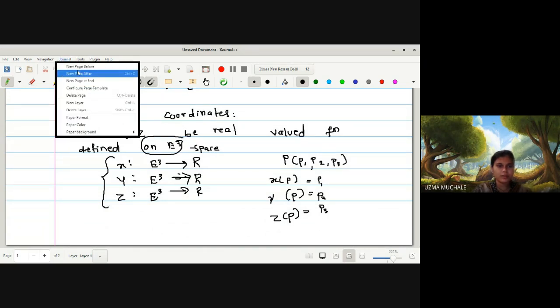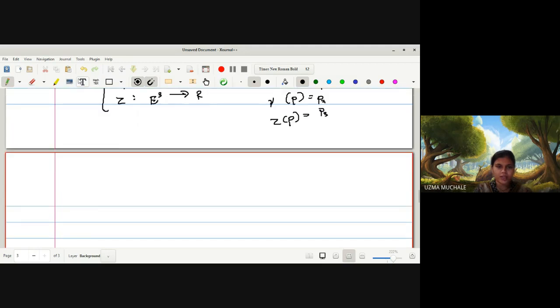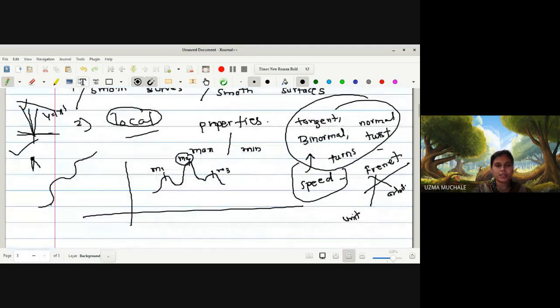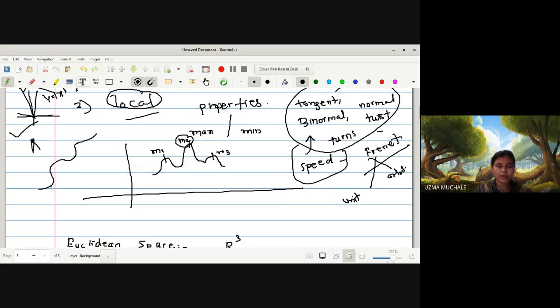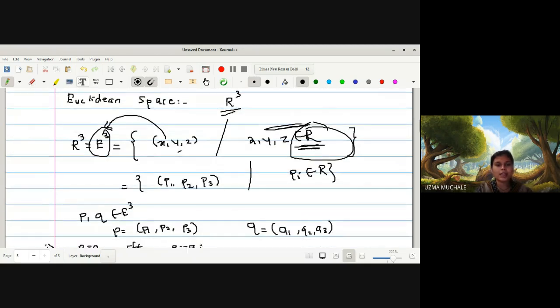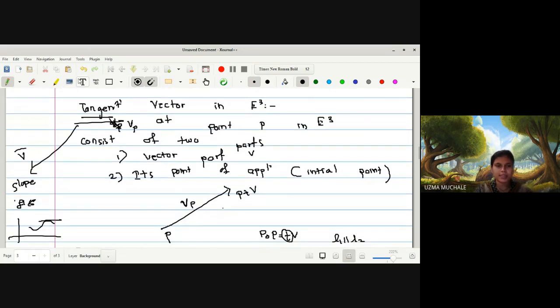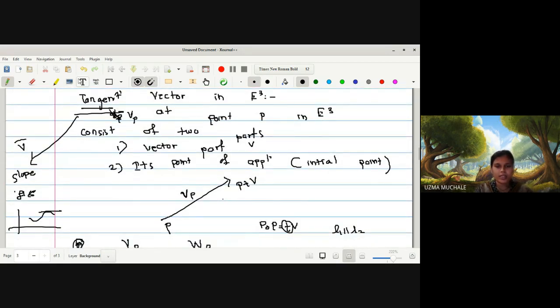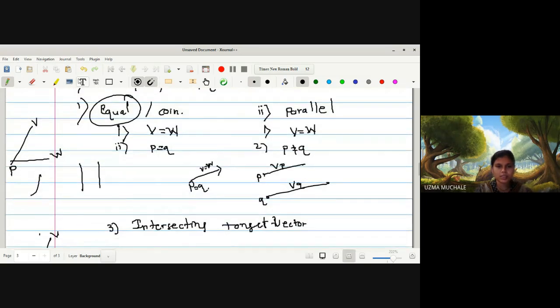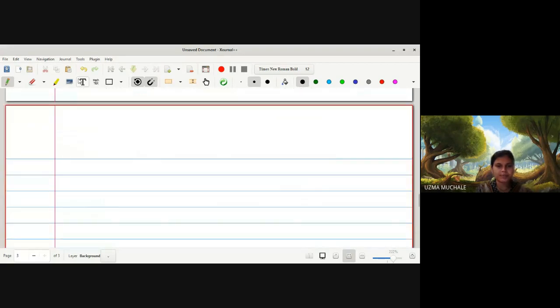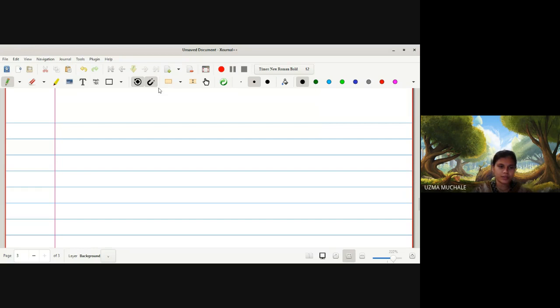Starting from the definition of differential geometry, it was discovered by Gaspard Monge. It is a study of curves and surfaces with the help of differential calculus, and we are going to study only smooth surfaces. Then the definition of Euclidean space, and then we found vector addition, scalar multiplication, ordered and standard basis. Then we defined a tangent vector and three conditions on this: equal vectors, parallel vectors, intersecting vectors, and then natural coordinates. Any doubt for all these points whichever we have covered?